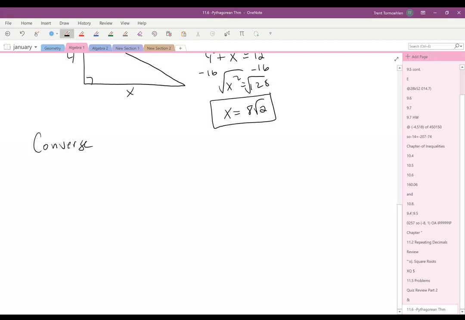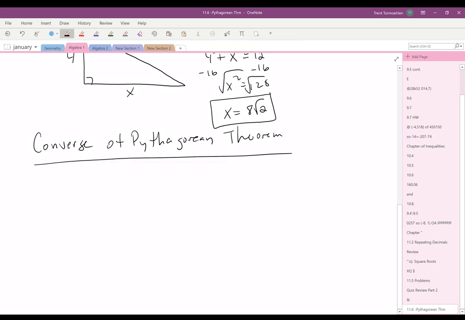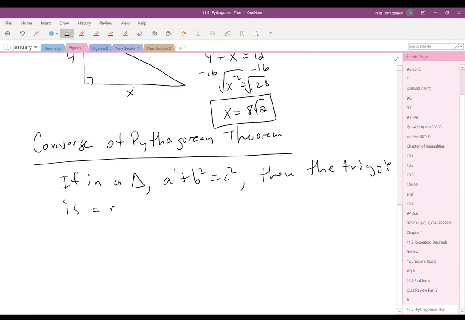All right, and then the second part of this is the converse. Converse means essentially the opposite order of stating something. So the Pythagorean theorem says if you have a right triangle, then a squared plus b squared equals c squared. Well, the converse reverses that, and it says if in a triangle a squared plus b squared equals c squared, then the triangle is a right triangle. And so the Pythagorean theorem can be used as a test as well to determine: is this a right triangle or not? The key is c squared, again, needs to be the longest side.